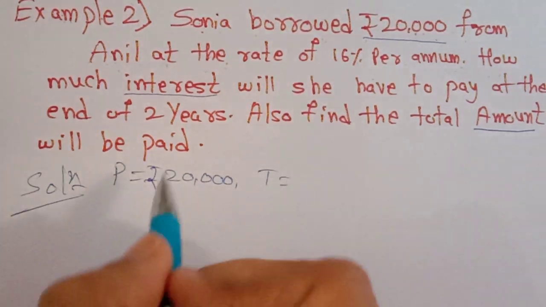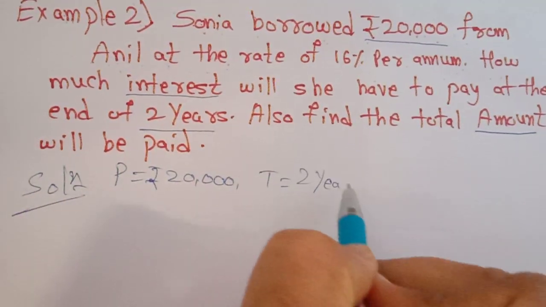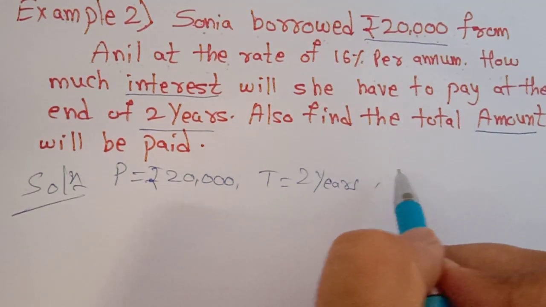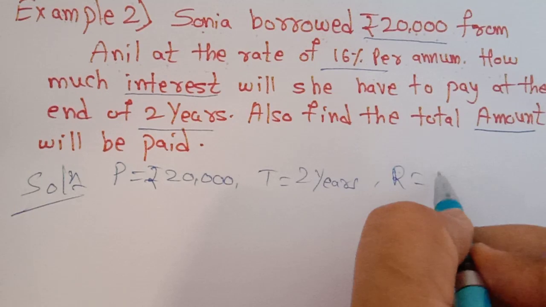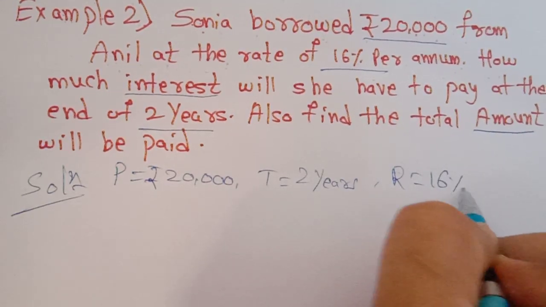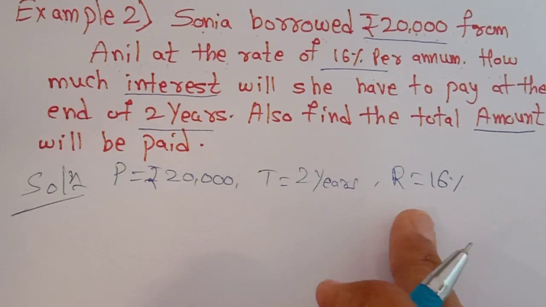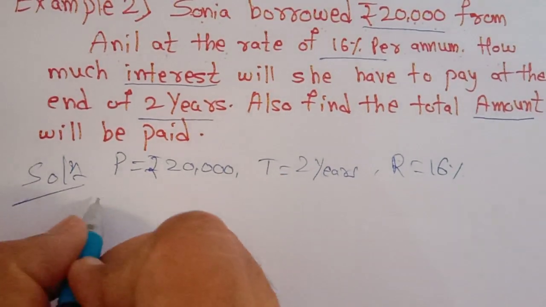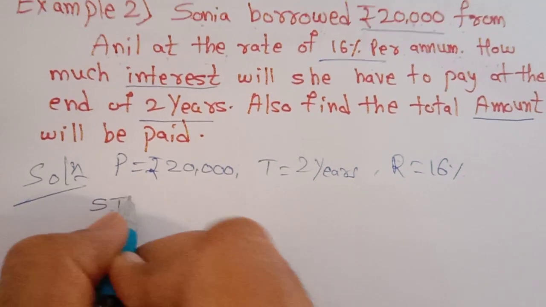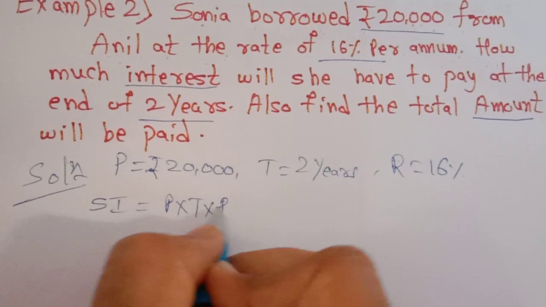And how much time have they given? It's 2 years. And R, rate of interest, how much? 16% per annum. So these are the three main things we need. First we have to find out simple interest. So simple interest is equal to P into T into R by 100.